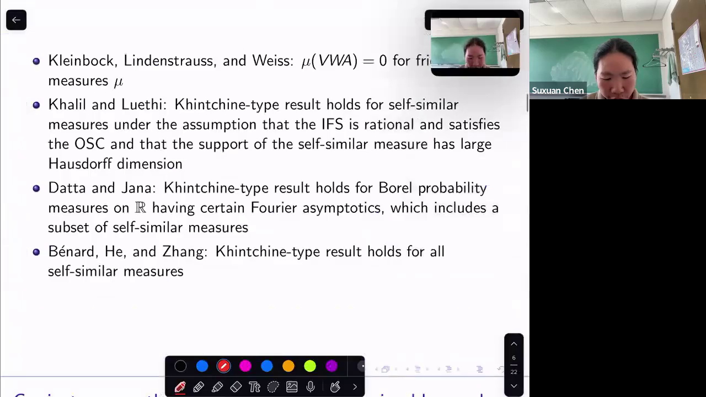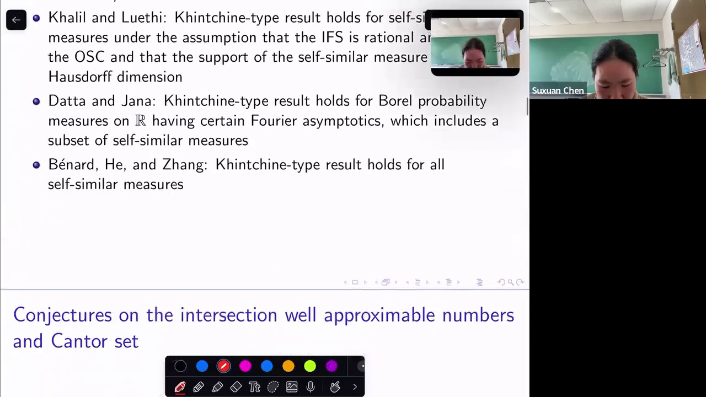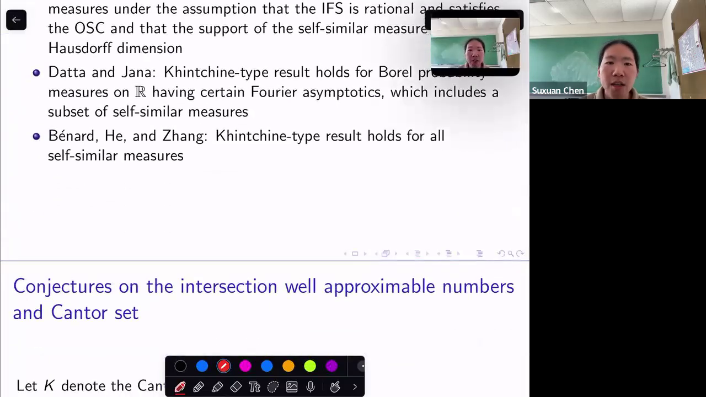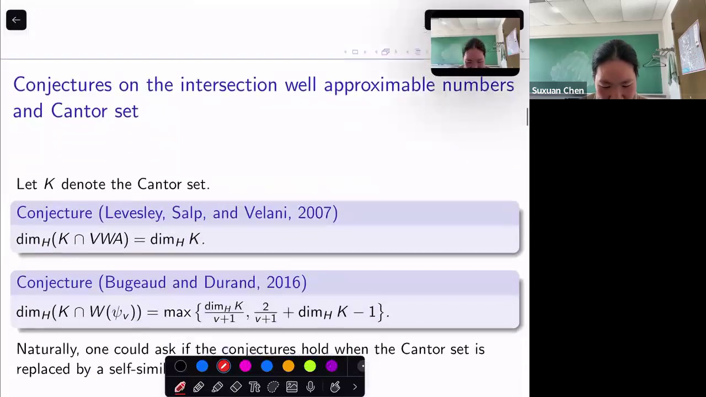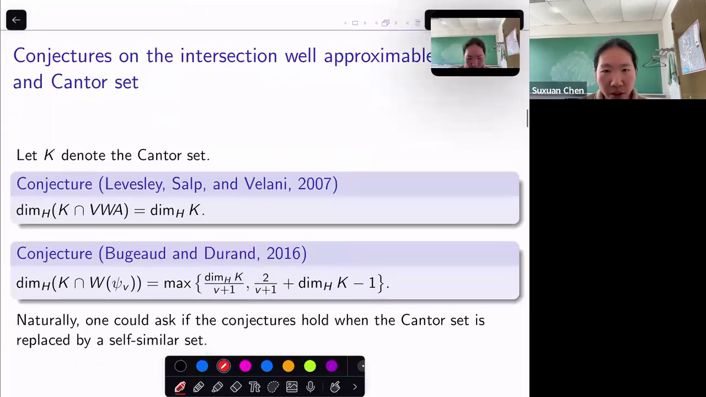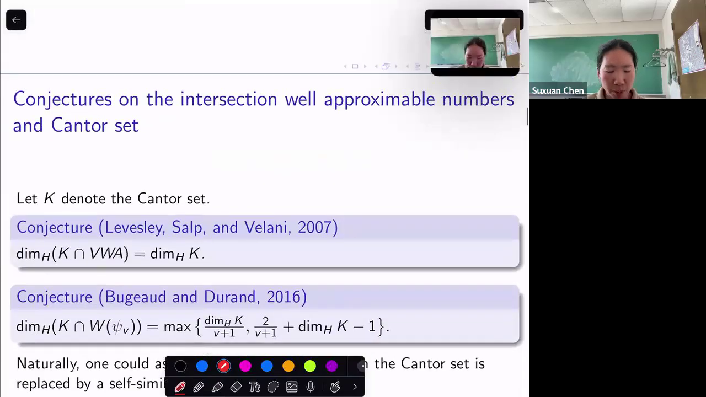And what we have mentioned are all about Khinchin type results. So one can further consider Jarnik-Besicovitch type results, which are about the Hausdorff dimension of psi-well approximable numbers or very well approximable numbers. There are some conjectures on the intersection of very well approximable numbers and the Cantor set.